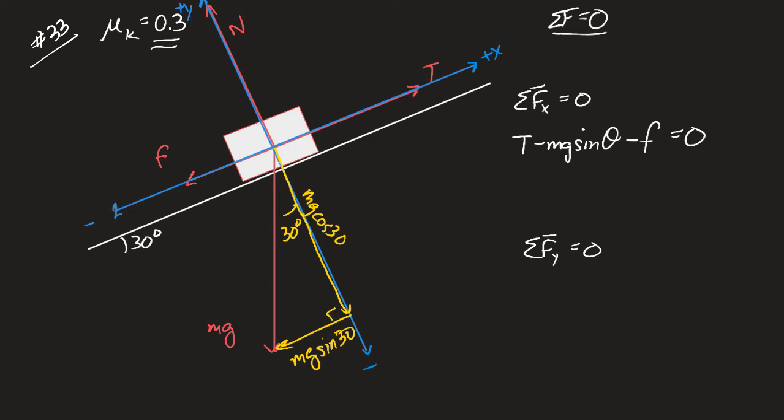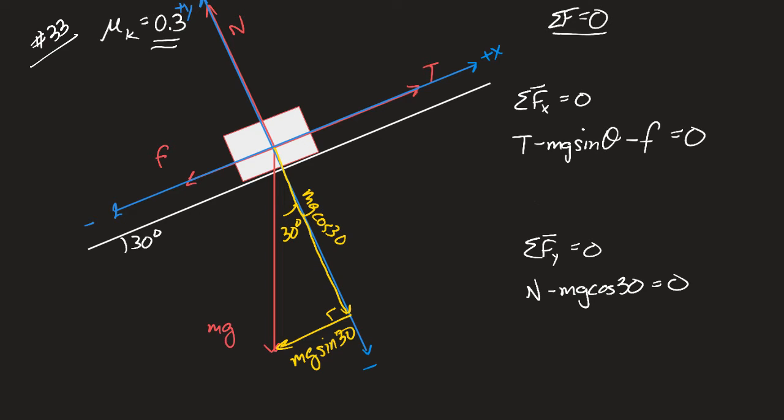Add up all the forces in the y direction, taking into account the direction, and set them equal to 0. There are 2 forces in the y direction: normal, and mg cosine 30. Those are the only 2 forces pointed in the y direction. So normal is positive, minus mg cosine 30 is negative, and set that equal to 0. That's it. That's Newton's laws. That's as far as I can go with Newton's laws.